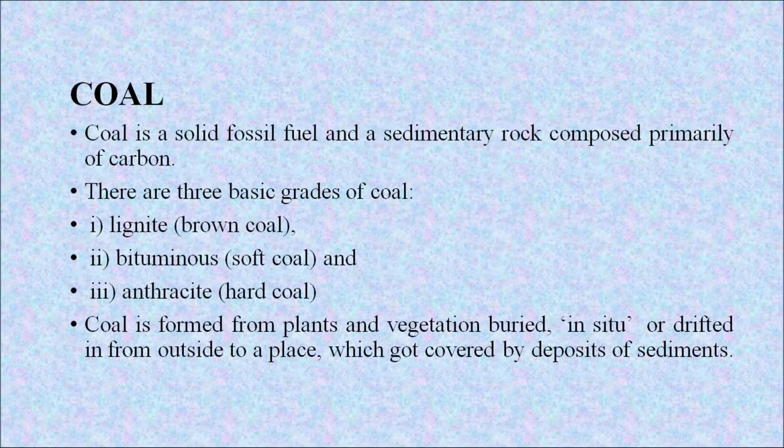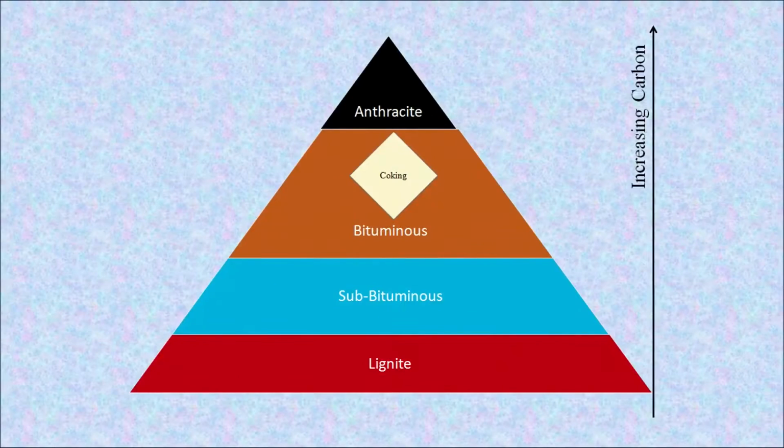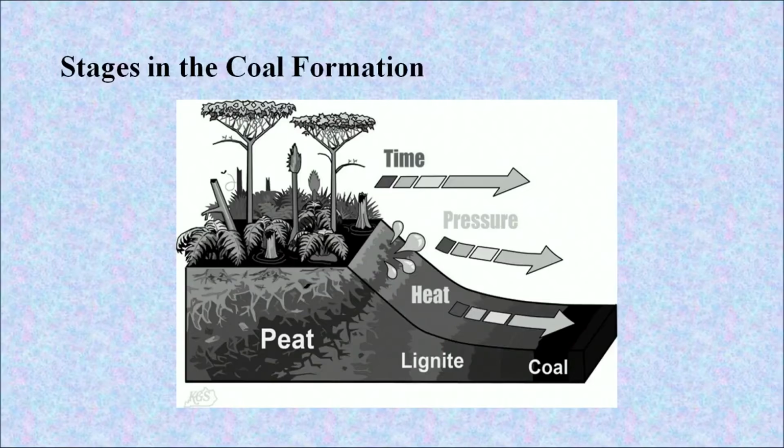Now, coal. Coal is a solid fossil fuel and a sedimentary rock composed primarily of carbon. There are three basic grades of coal. One is lignite, which is the brown coal. Second is bituminous, the soft coal, and the third is anthracite, or the hard coal. Coal is formed from plants and vegetation buried in situ or drifted in from outside to a place which got covered by deposits of sediments. These are the different forms of coal with increasing carbon content, and this is how coal is formed by the effect of heat, pressure and time.